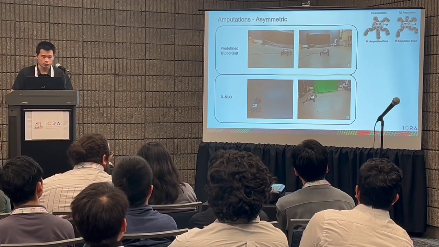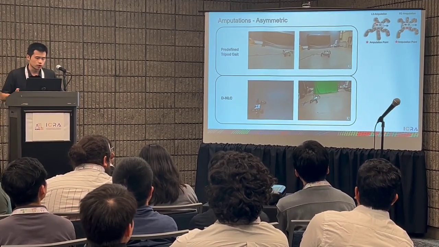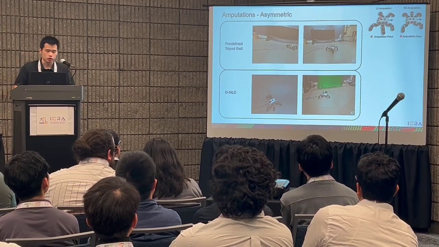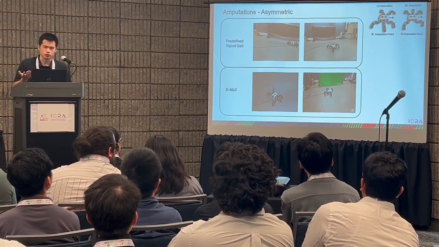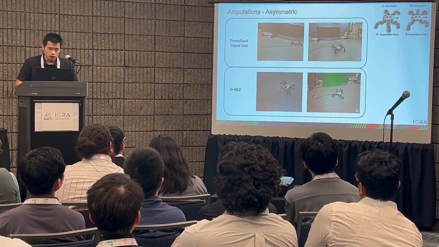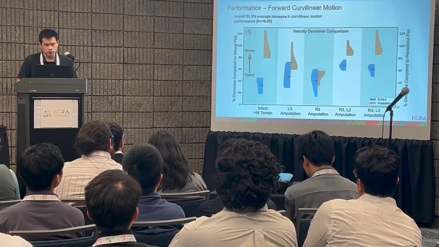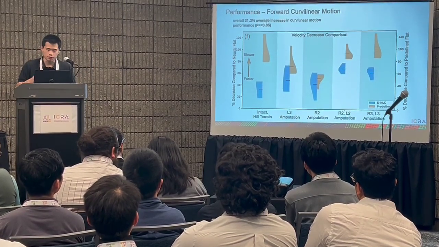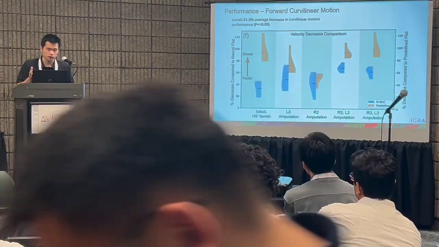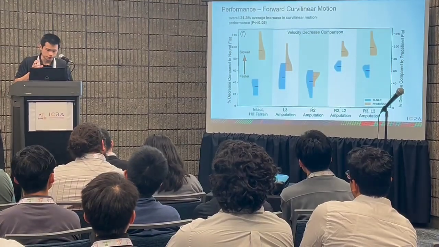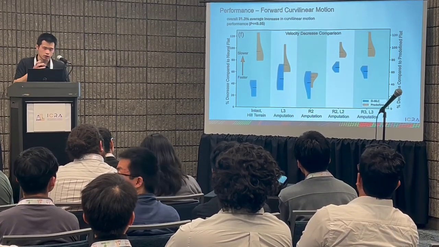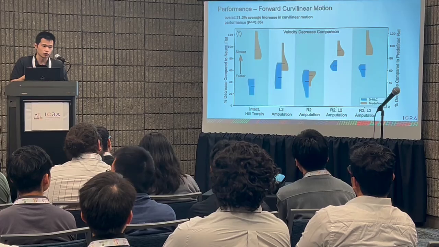And with our asymmetric amputation, with a predefined tripod gait, it's going to turn at every time step. But with DNLC, it is able to walk mostly straight after some initial adjustment. So we quantify our performance as forward curved linear motion. We compare the velocity decrease of all of our perturbation trials against the 6-legged flat walking counterpart.